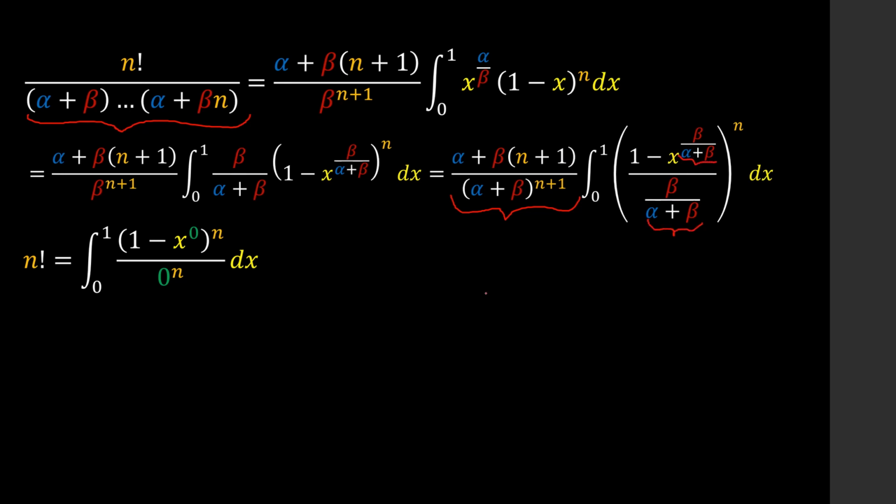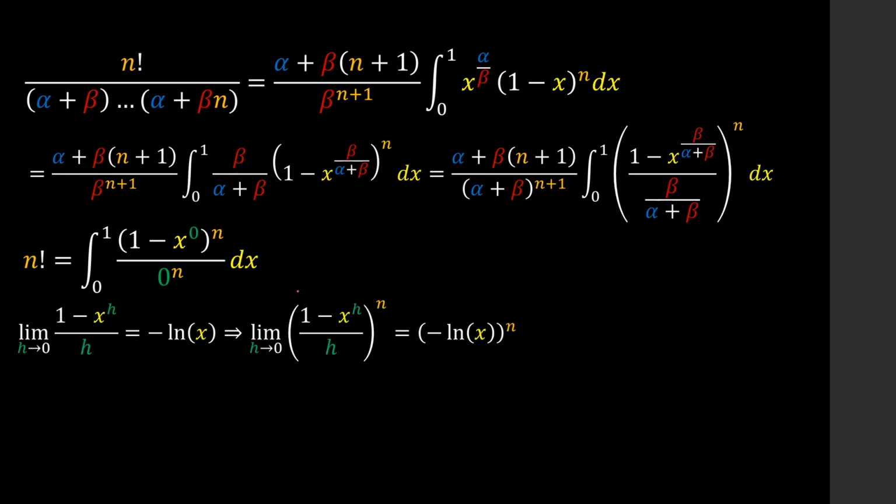And so what we end up getting is n factorial is equal to 1 minus x to the 0 to the n all over 0 to the n. But this is an indeterminate form because x to the 0 is 1, right? And 1 minus 1 to the n is just 0 to the n. And so you've got 0 to the n over 0 to the n, which you have to interpret using a limit. So this is where he takes this associated limit, where he looks at 1 minus x to the h over h as h approaches 0.